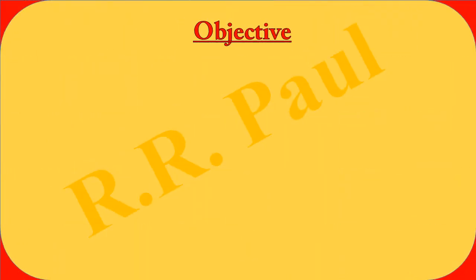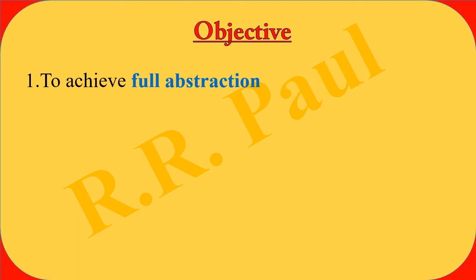When you started studying about Java programming language, then you also came across the concepts of object-oriented programming. There are 4 principles of object-oriented programming, and those are abstraction, encapsulation, polymorphism, and inheritance. To achieve full abstraction, we create interfaces.